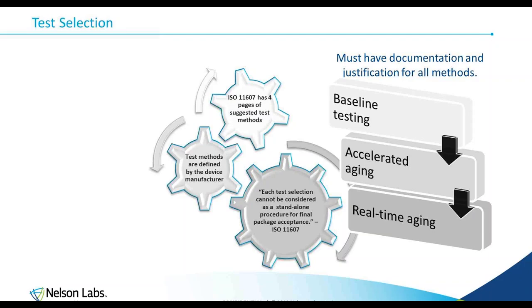Let's look at test methods now. As I mentioned just now, we do baseline testing, which is a requirement, and real-time aging is a requirement. Accelerated aging is not a requirement, but it helps you get your product to market faster. For example, if you have a shelf life of 5 years, you don't want to sit and wait 5 years before you can go to market. So you're allowed to do accelerated aging and go to market much quicker, but at the same time, you have to do real-time aging.